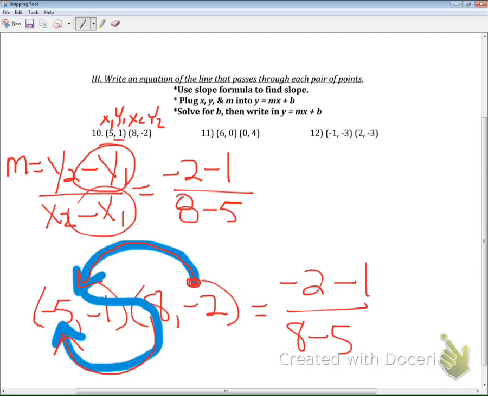Isn't that a lot easier? I think so. I don't know. So you could try either way. You notice that you do get the same numbers. Now the next step is just to simplify. So simplifying, your slope equals, well, -2 minus 1 equals -3. 8 minus 5 is +3. -3 over +3 equals a -1. And that's your slope.